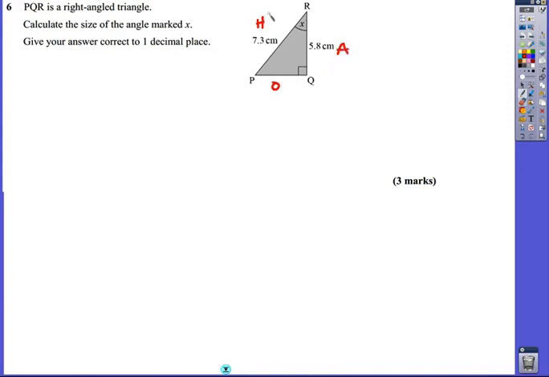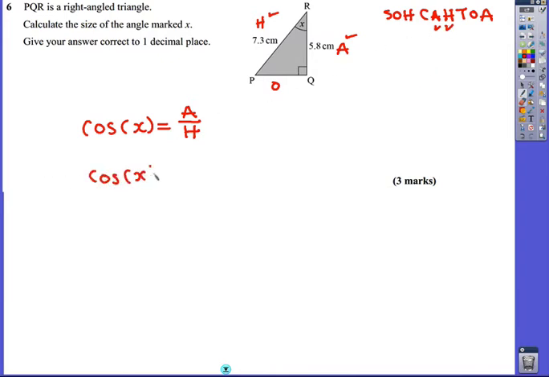Two things that we've got: the hypotenuse and the adjacent. So from our SOHCAHTOA, if I can write it properly, SOHCAHTOA, the only things that we have are hypotenuse and adjacent, so we're going to use cosine. So cosine of x is equal to adjacent over hypotenuse, and the cosine of x is equal to, where's our adjacent? 5.8 over 7.3.